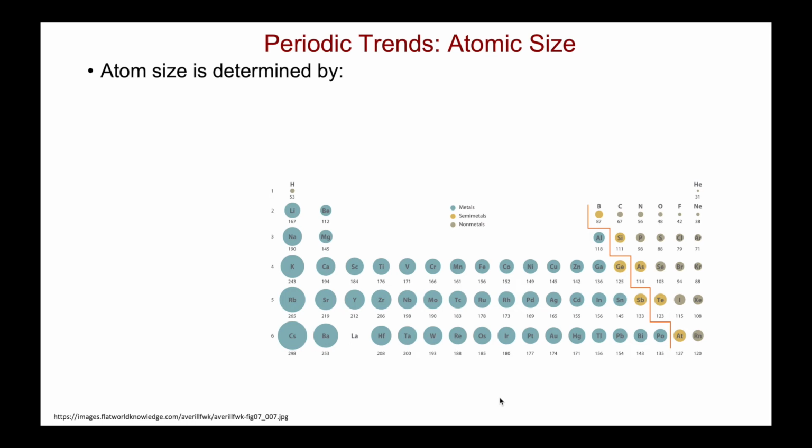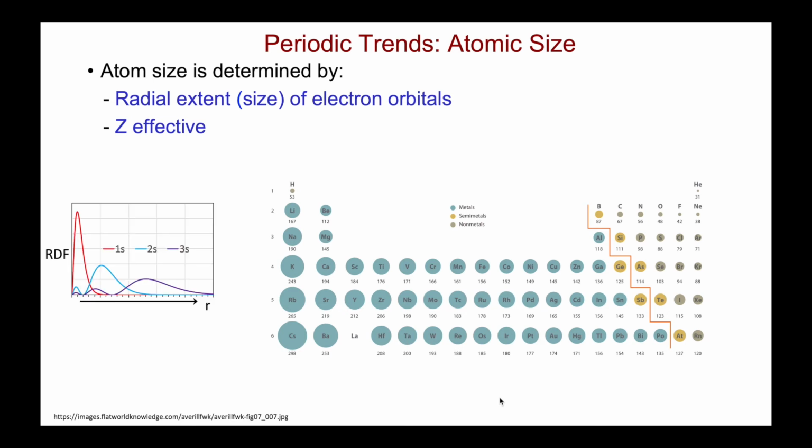As we look at periodic trends in the sizes of the atoms, we'll find that we've covered most of the major factors. Atom size is determined by the radial extent, or if you will, the size of the electron orbitals. And in turn, the Zeff plays a critical role. As we go down a given group, let us look at the variation in the RDF as n increases. Shown here are the RDFs that we've seen before of the 1s, 2s, and 3s. And as we mentioned in previous modules, the radial extent of the orbital increases with increasing n.